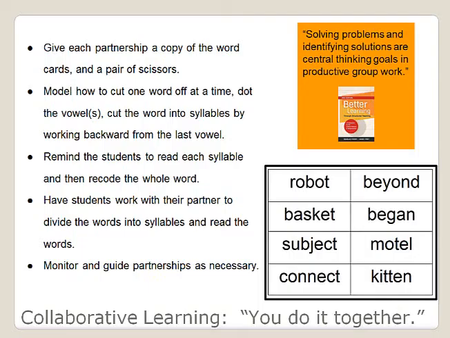Solving problems and identifying solutions are central thinking goals in productive group work. In the collaborative learning phase, students will work in partnerships. Give each partnership a copy of the word cards and a pair of scissors. Model how to cut one word off at a time, dot the vowels, and cut the word into syllables by working backwards from the last vowel. Remind the students to read each syllable and then recode the whole word. Have students work with their partner to divide the words into syllables and read the words. Monitor and guide partnerships as necessary.